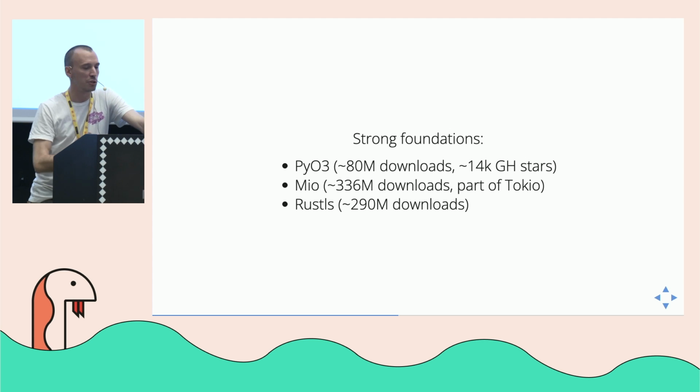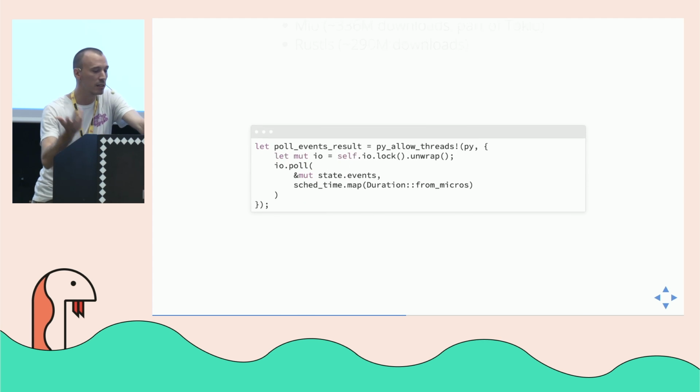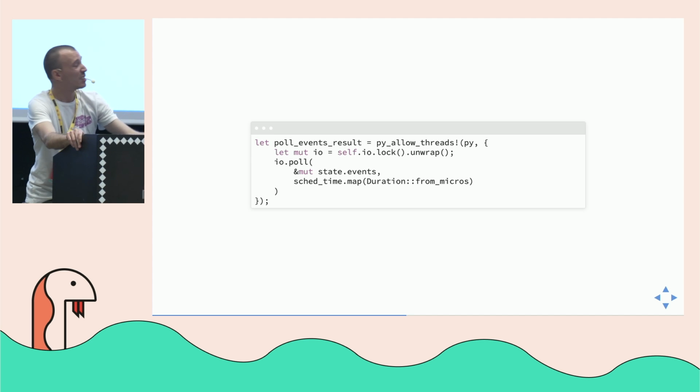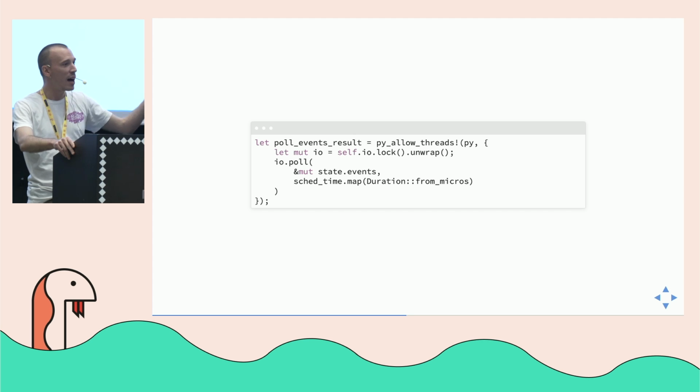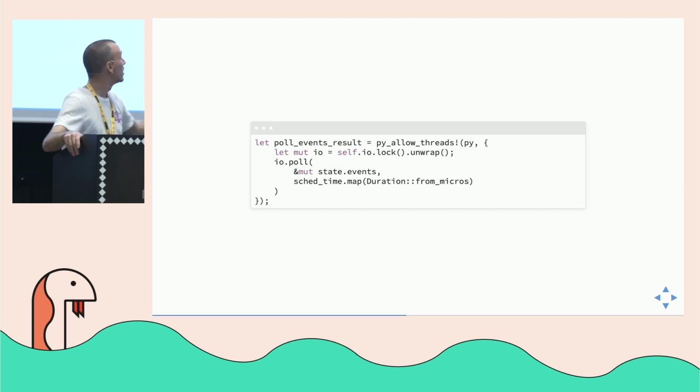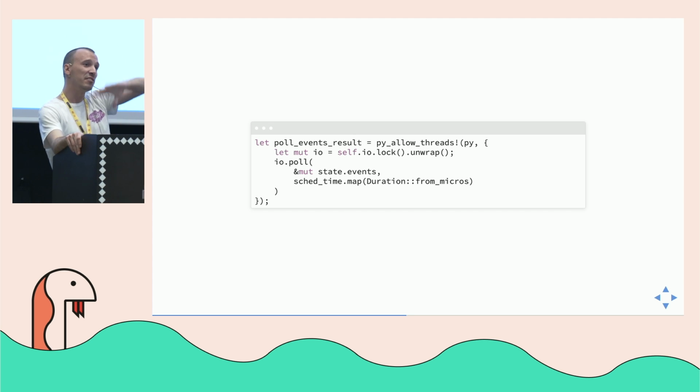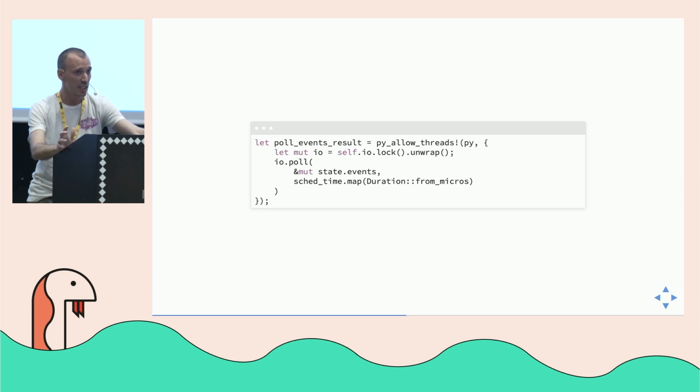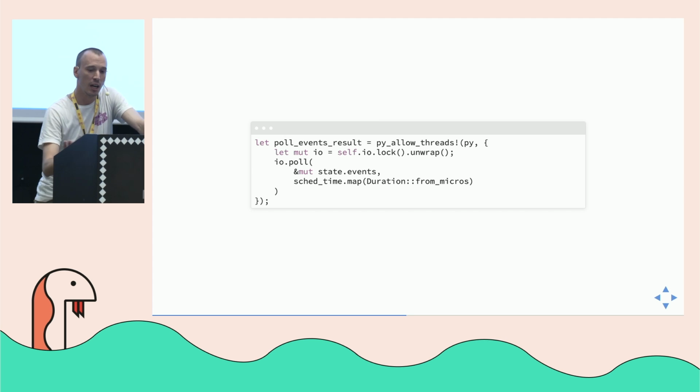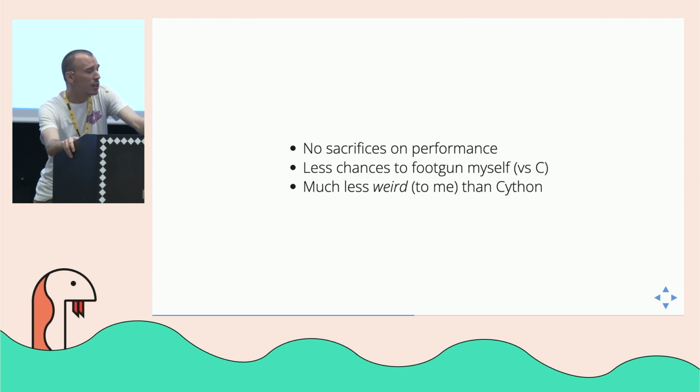So you have some strong foundations, and at the end of the day, that's the one line that listens for events. That's it. The entire I/O is one line. So in Rust, it's very easy to do something like an event loop. And also, you don't have to make any sacrifices on performance. At least for me, you have very few chances of footgunning yourself.